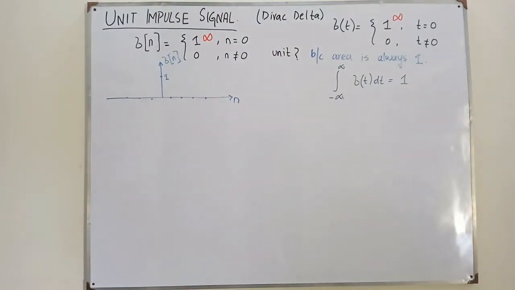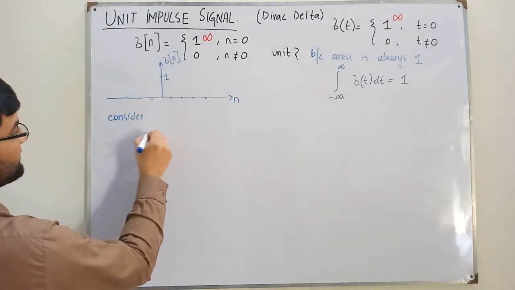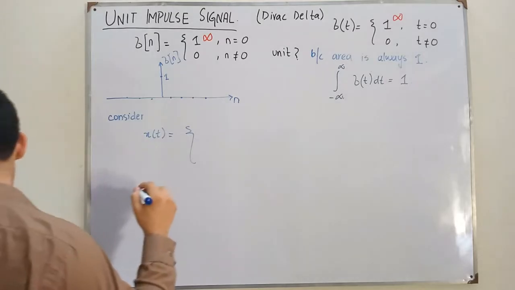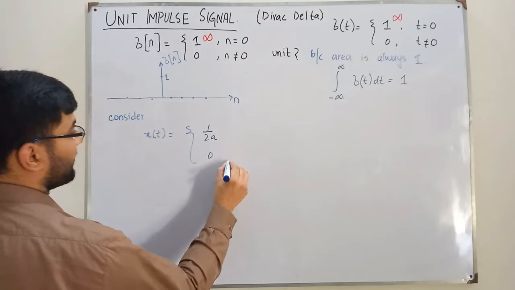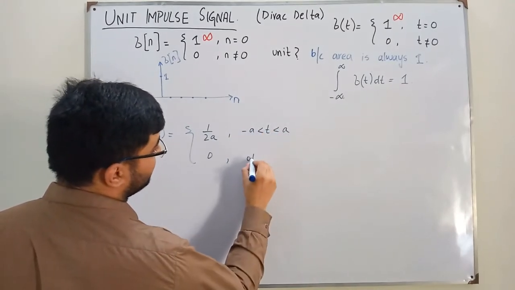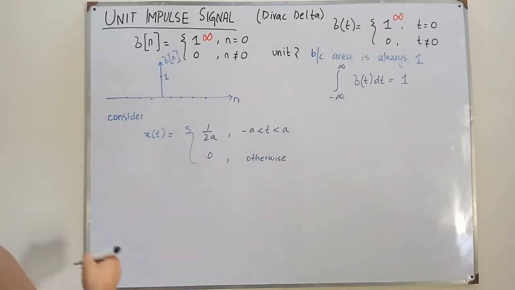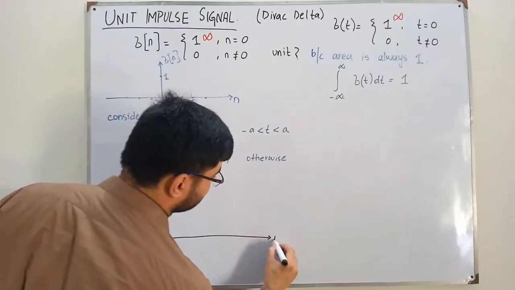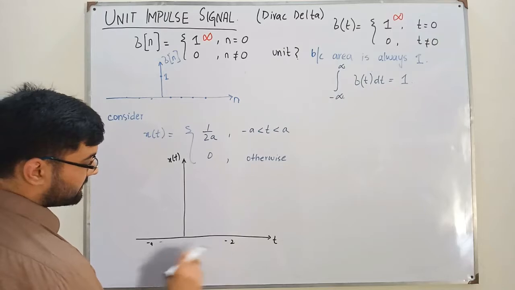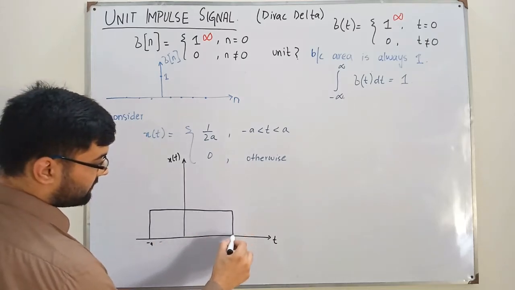Now we come to the explanation of it. So let's say we consider a function, let's say it is x of t, and it has values 1 over 2a and 0. When is this 0? It is 1 over 2a in between negative a and positive a, and it is 0 otherwise. So if you draw it graphically, have a look. If this is your time axis and this is your x of t axis, and this is negative a, this is positive a, the value over here is 1 over 2a.